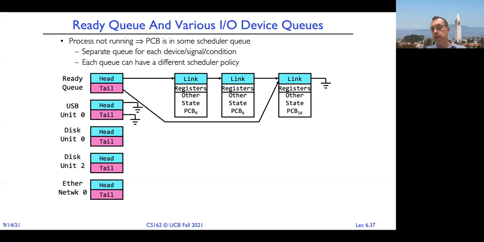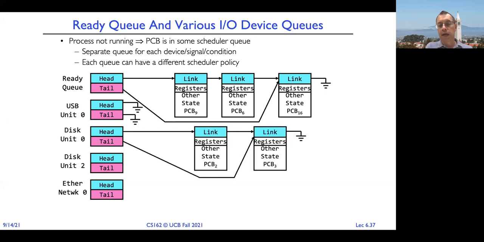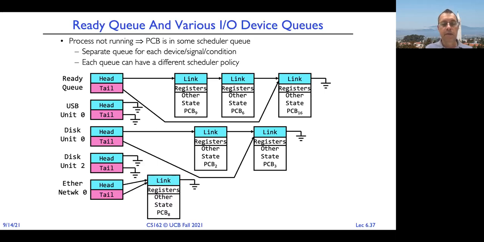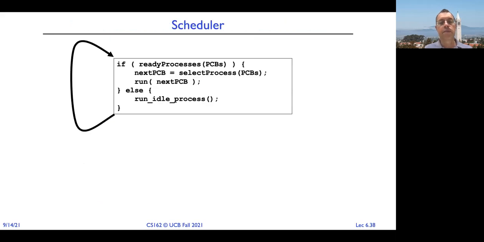This is a queue for each device. You can have one for the USB, for the disk, Ethernet. This is for networking. So if there is nothing there. Now for the disk, in this case, you have two processes which are waiting to, say, read or write on the disk. So the kernel will decide the order in which the requests are going to be satisfied. And the same for the network.